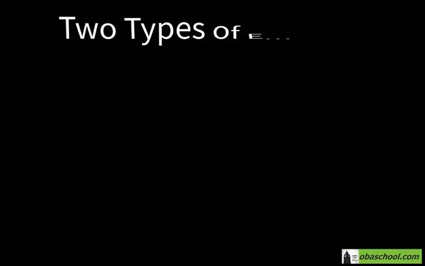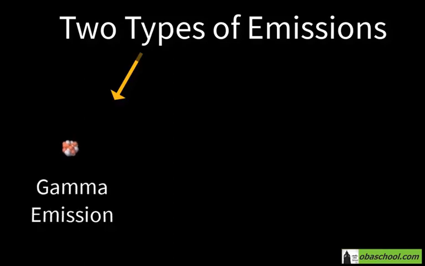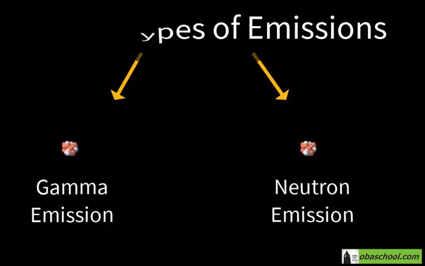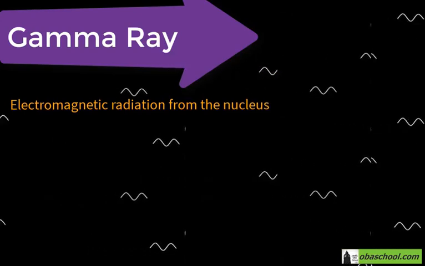Hello, in this video we're going to discuss two types of emissions, the gamma emission and neutron emission. First of all, what is a gamma ray? A gamma ray is electromagnetic radiation from the nucleus of an atom.